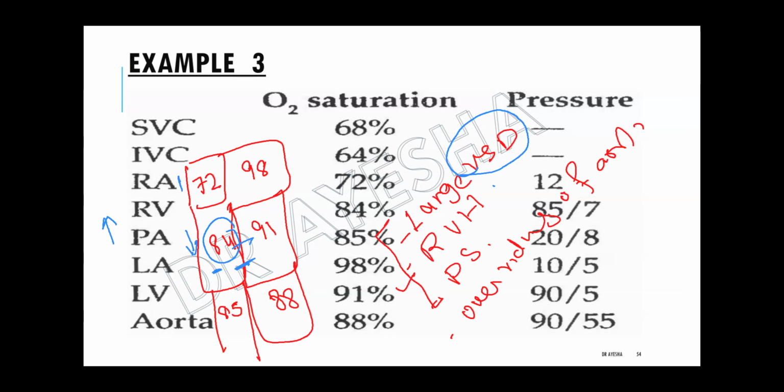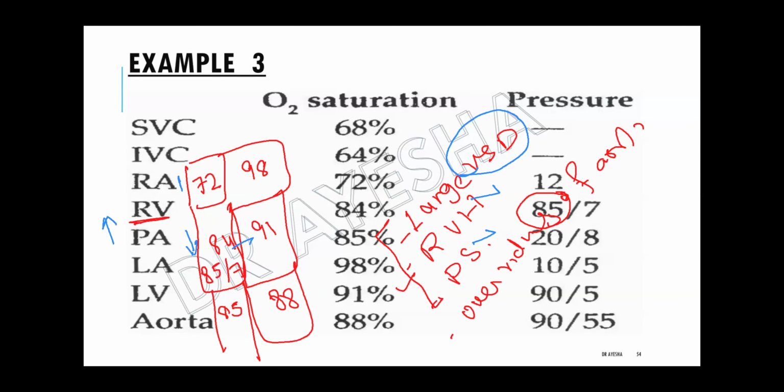Now to look for right ventricular hypertrophy and pulmonary stenosis, we are going to look at the pressures. What are the pressures? When you look at the pressure, you can see that this is our right ventricle. Right ventricle pressure is 85.